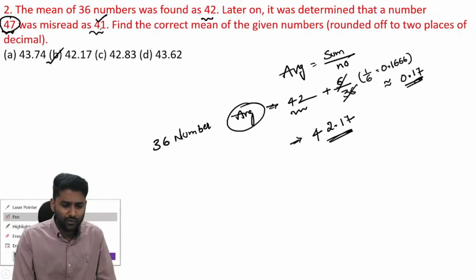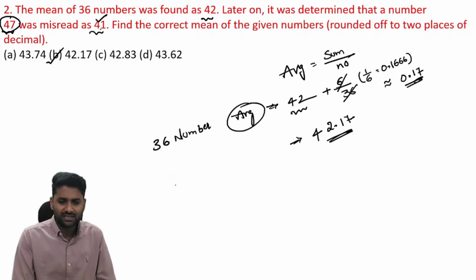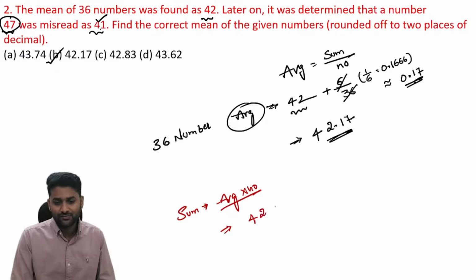If you go with the traditional method, it is all about the sum. We need to identify that sum. Sum is average into number. I clearly mentioned that initially the average is 42. If 42 is multiplied by 36, then it becomes the sum. Now they clearly mention that the original number is 47, and instead of 47 they considered 41. So we have to subtract the duplicate value and add the original value. If you go through the further simplification, it is 42 into 36 plus 6.